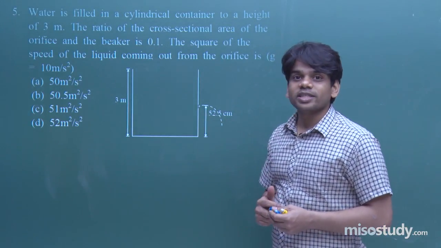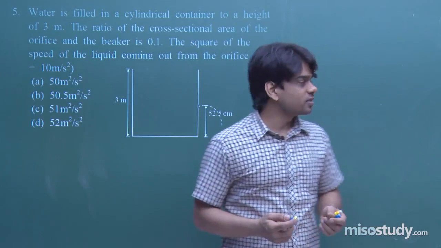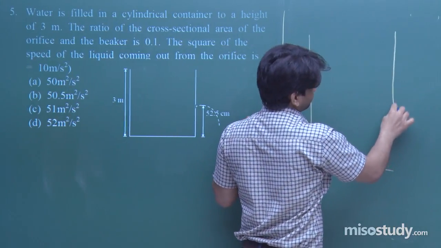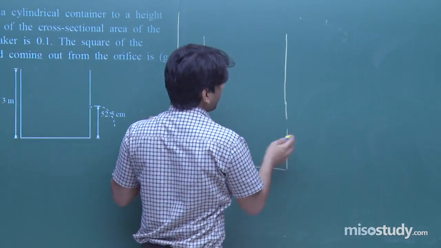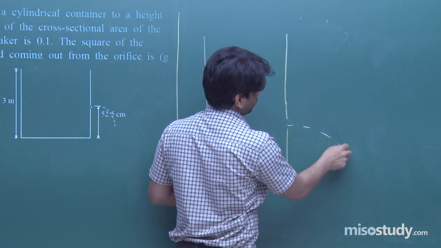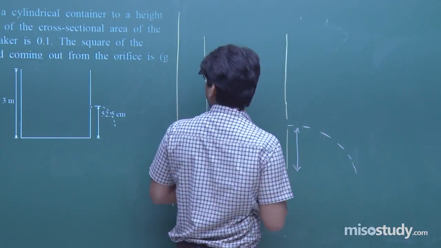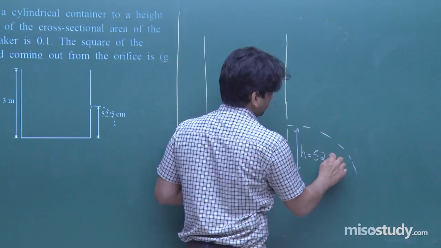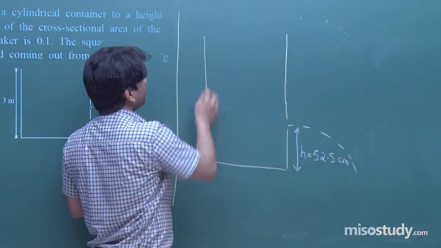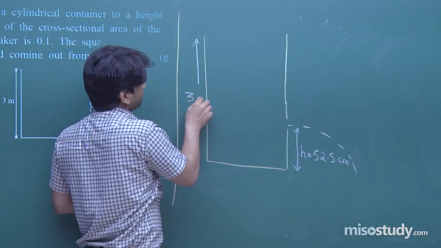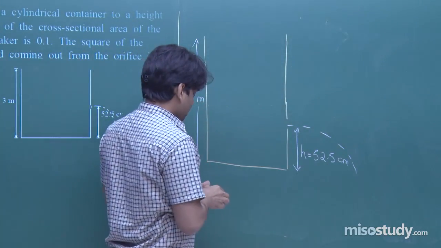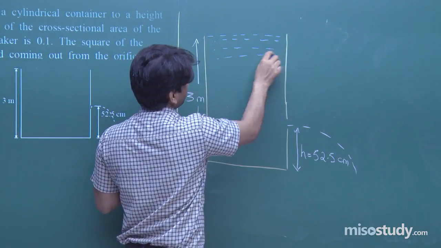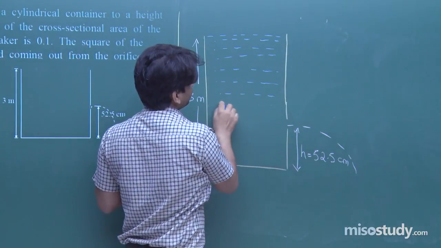Such kind of liquid which ejects out from a container, we have solved such questions and we have learned its theory and how to approach it. You have a container and you have an orifice through which water is coming out. This height is given as 52.5 centimeter and the entire height is given as 3 meter, that is 300 centimeter. The entire part is containing water. The area ratio is also provided to us.